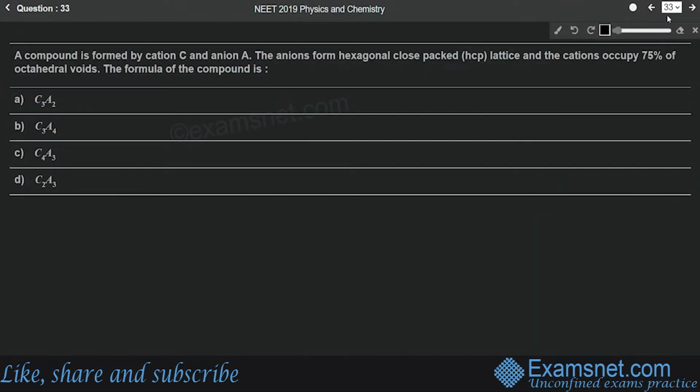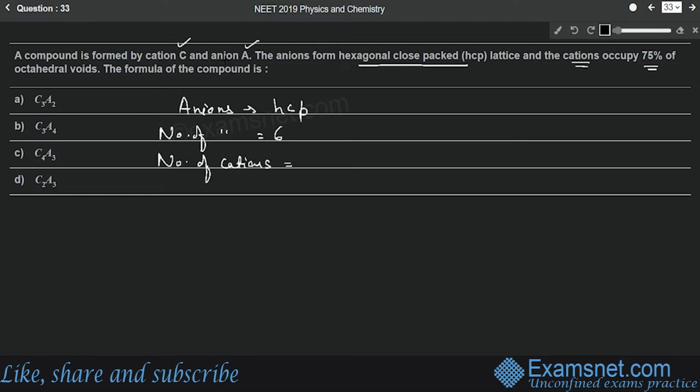Question number 33 is from the solid state, and the question is: a compound is formed by cation C and anion A. The anions form a hexagonal close packed lattice, that means HCP lattice, and the cations occupy 75% of the octahedral voids. Then the formula of the compound is, okay. So it is given that the anions are in HCP. Therefore, the number of anions will be 6. Right, and it is given that the number of cations is 75% of the octahedral voids.